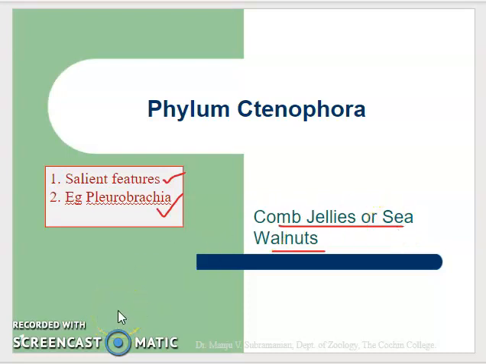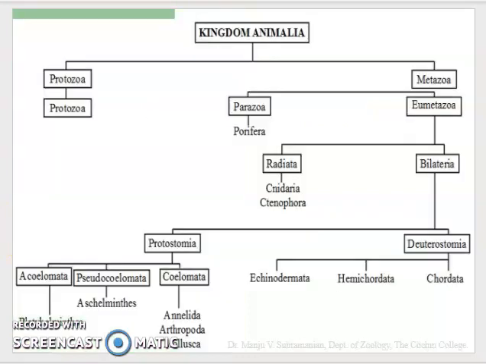So before starting into the details of this phylum Ctenophora, we'll just revise the classification of kingdom Animalia. This kingdom Animalia is divided into the protozoans and metazoans. Hope you remember the slight history of classification. Historically, Aristotle divided the animals into those with blood and those without. And Carl Linnaeus created the first hierarchical biological classification of animals in the year 1758 with his Systema Naturae.